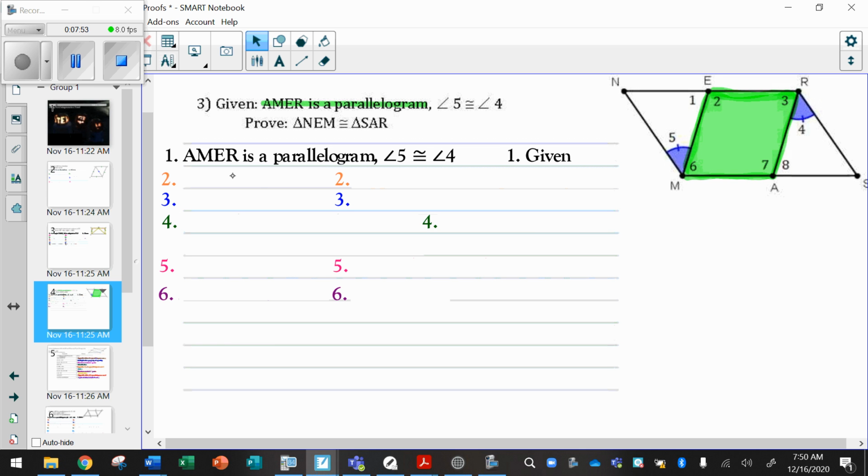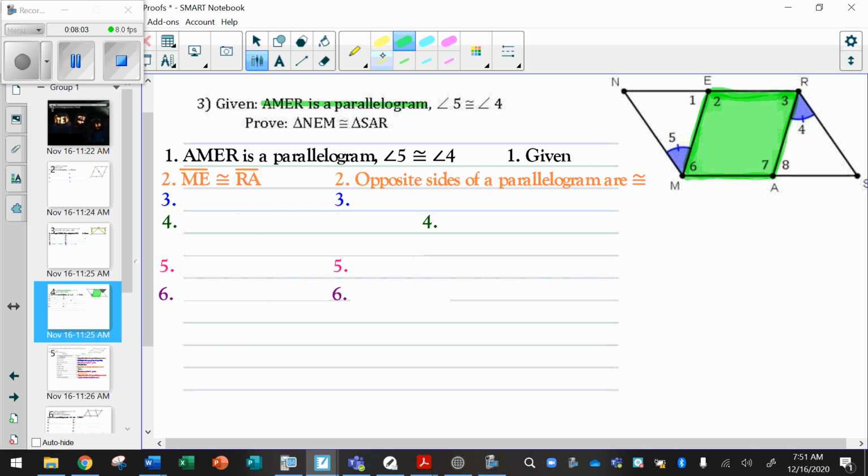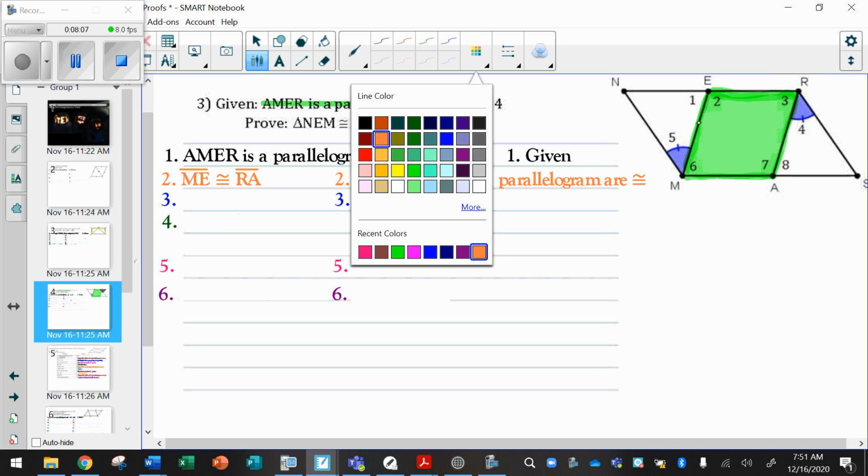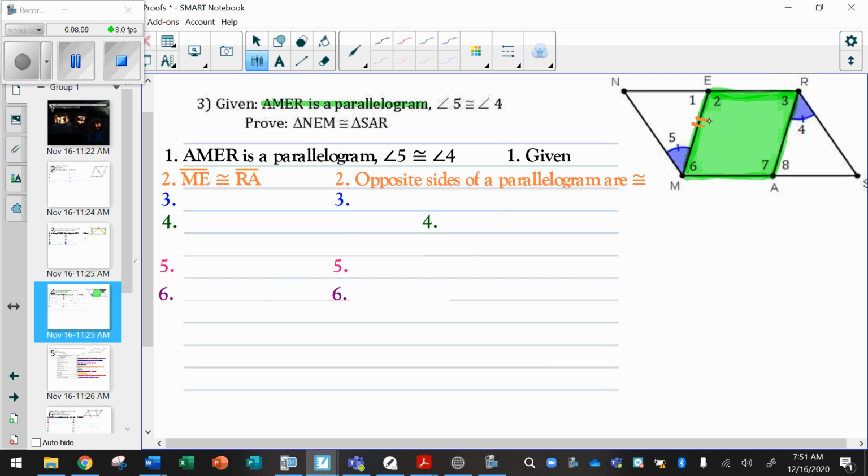So we're going to see what we can do with our parallelogram. Probably the most obvious first step is to say ME is congruent to RA, because we know both pairs of opposite sides of a parallelogram are congruent. So that gives me already one pair of congruent sides, and I have one pair of congruent angles already. So we are in a good place in this proof. We just need to figure out a way to get a second pair of angles congruent, and then it's either angle, angle, side, or angle, side, angle, depending on where the angles are.